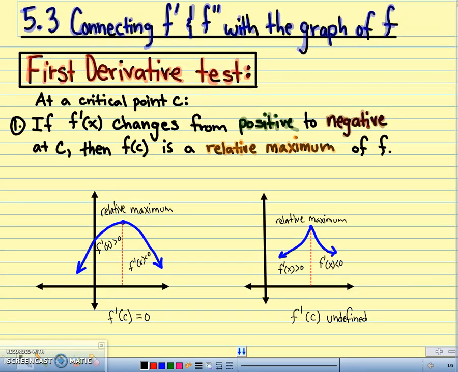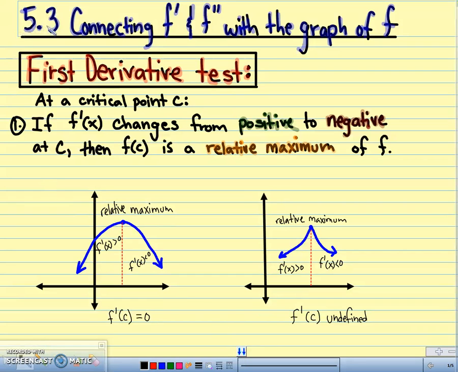5.3 we'll be putting together what you guys have been doing in 5.2, which was finding intervals where the function was either increasing or decreasing. And what we're going to do with that is we're going to pretty much take it one step further, and we're going to use where a function increases or decreases to find relative maximums or relative minimums. We call this the first derivative test.